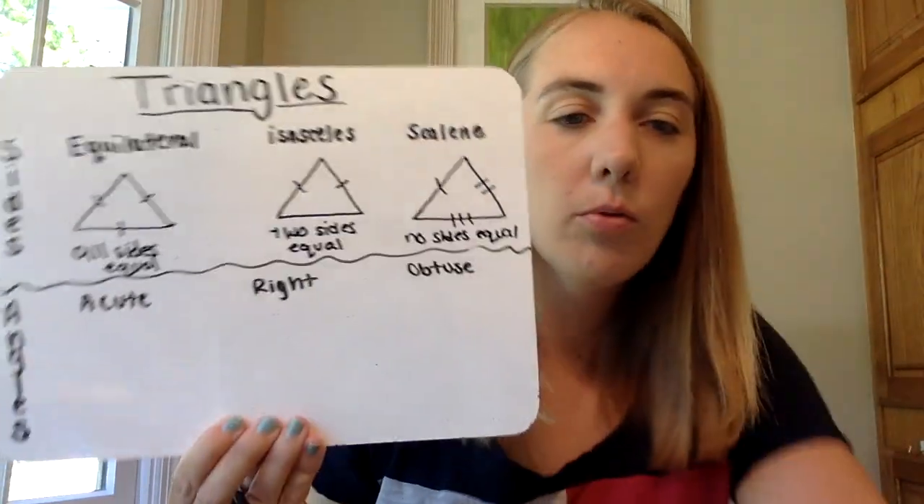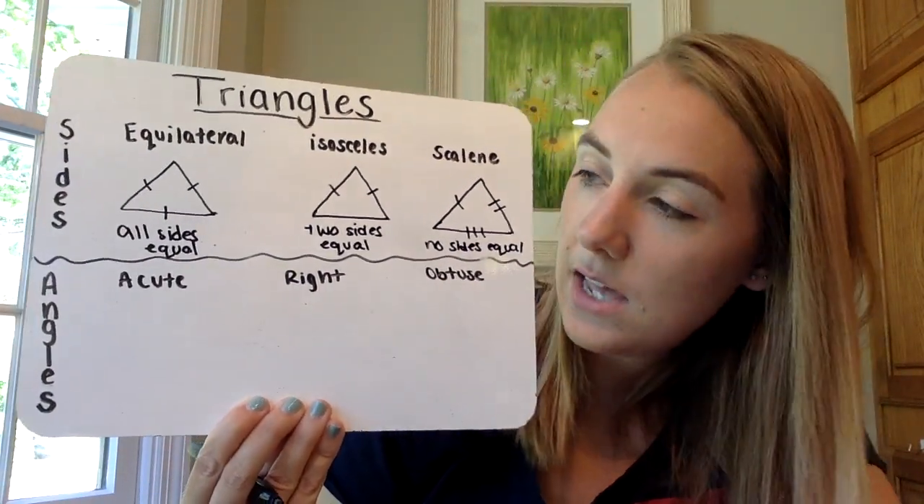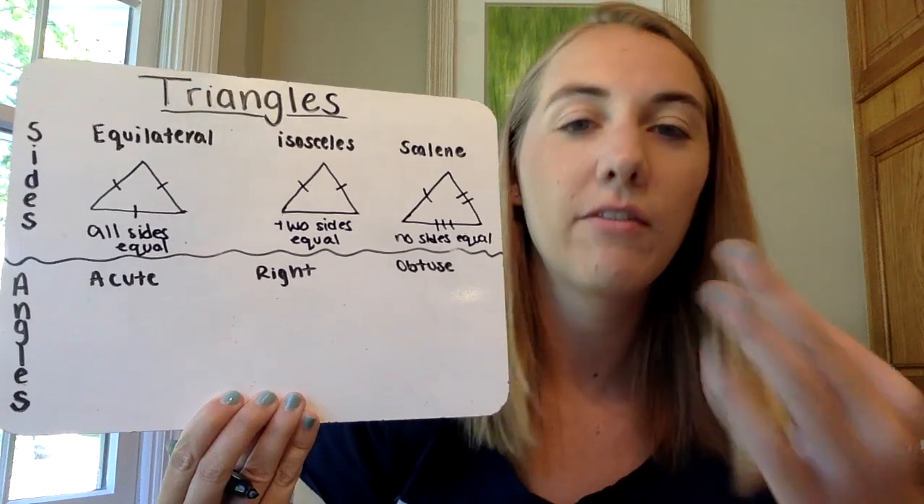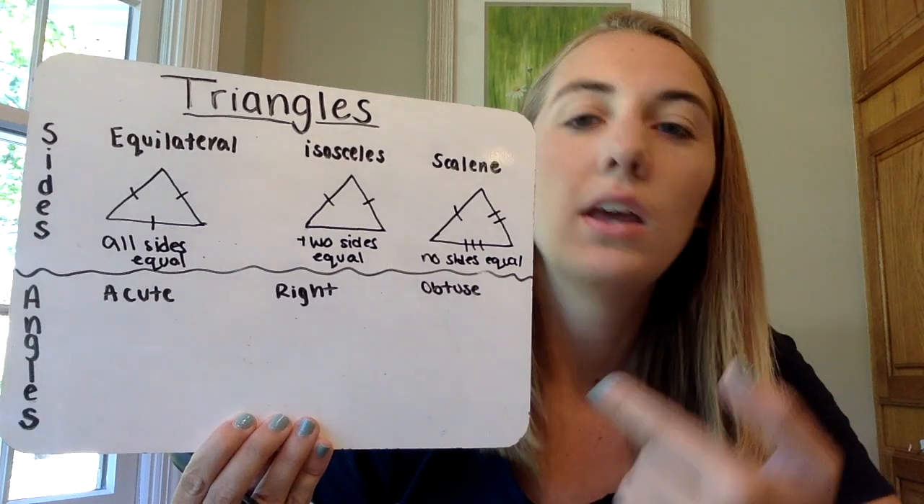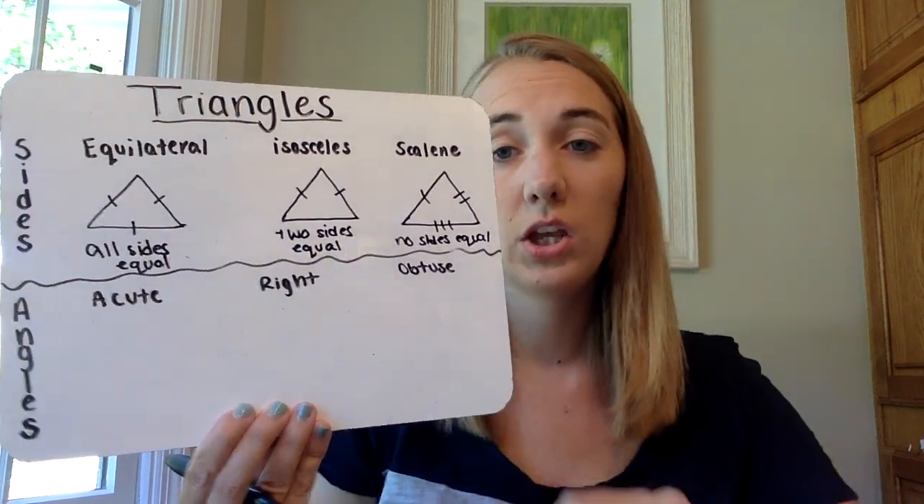Lastly, the other way we can categorize triangles is by their angle. So we have also three different types of triangles for that way. We have acute, right, and obtuse. To start with, an acute triangle is a triangle that has interior angles, none of them greater than 90 degrees. So back to that 90-degree angle, that's kind of our baseline.